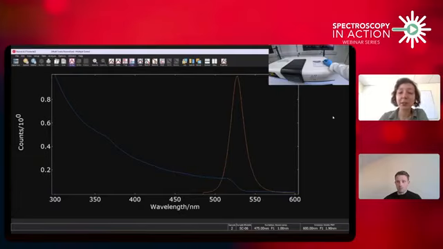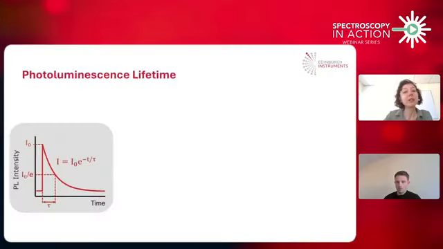Okay, thanks, Tommy. Let's see what else we can study about this sample. The next step is going to be photoluminescence lifetime of the quantum dots. So photoluminescence, I'm going to be referring to as PL decay. It's going to provide the dynamics of the recombination processes that happen inside the quantum dots.